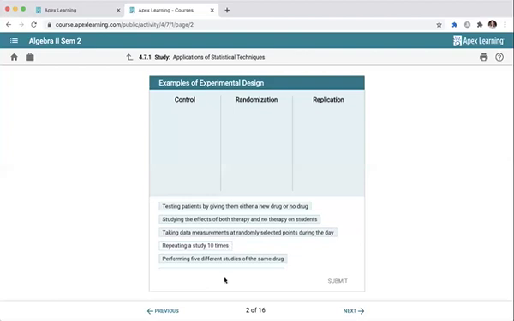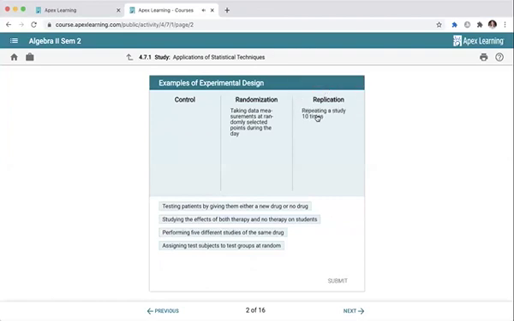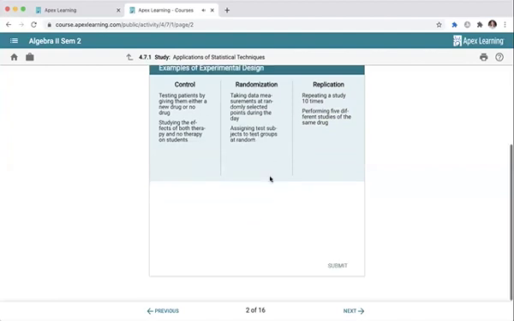All right. So if we look at these different factors here, taking a measurement at randomly selected points throughout the day, that would be an example of randomization. Okay. Repeating a study 10 times, that would be replication. All right. Testing patients by either giving them a new drug or no drug, that would be an example of having a control. Same thing with studying the effects of both having therapy and no therapy. That's an example of having a control. Performing 5 different studies on the same drug, that would be replication. All right, and then assigning test subjects to groups at random would be another example of randomization.